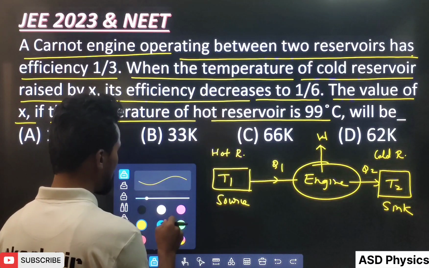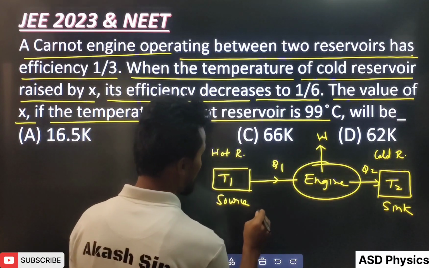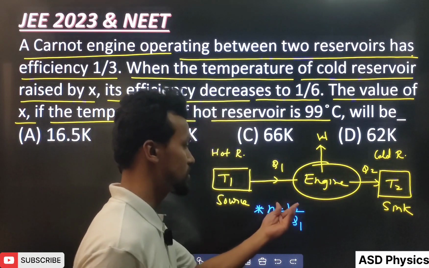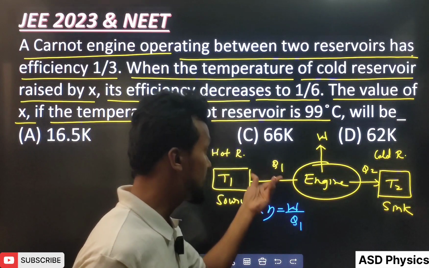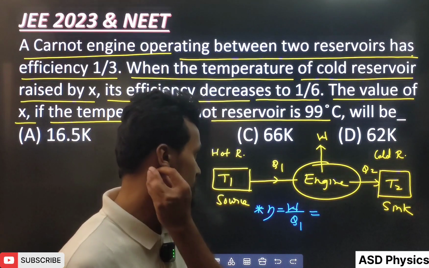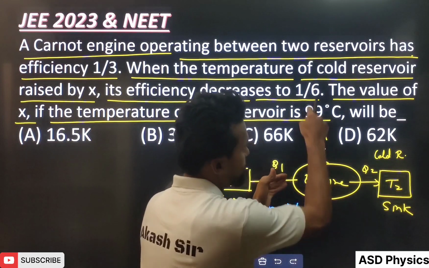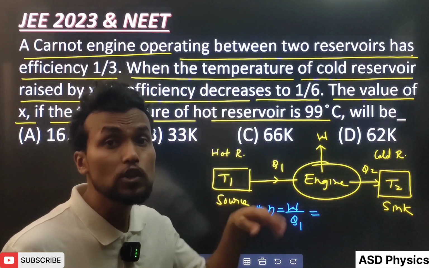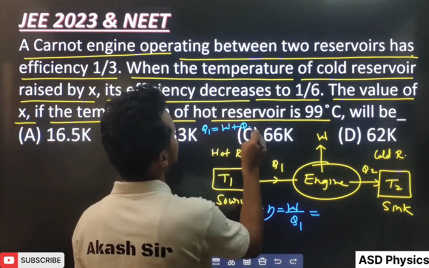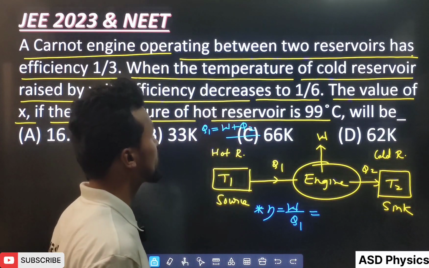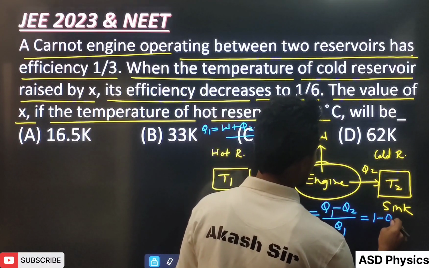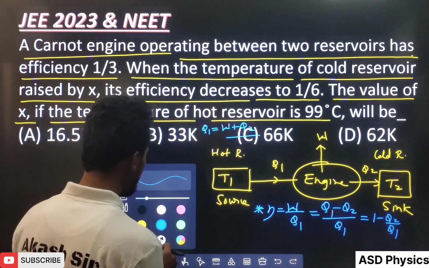So if I talk about the efficiency, the efficiency is always given by output W by Q1, that means the work done in each cycle by the heat supplied Q1 from the hot reservoir. When you apply conservation of energy, you can see Q1 heat is going in, W we are getting, and then Q2 is released. So Q1 is equal to W plus Q2. From here W is Q1 minus Q2, so efficiency is (Q1 minus Q2) by Q1, and it becomes 1 minus Q2 by Q1. This is the efficiency.